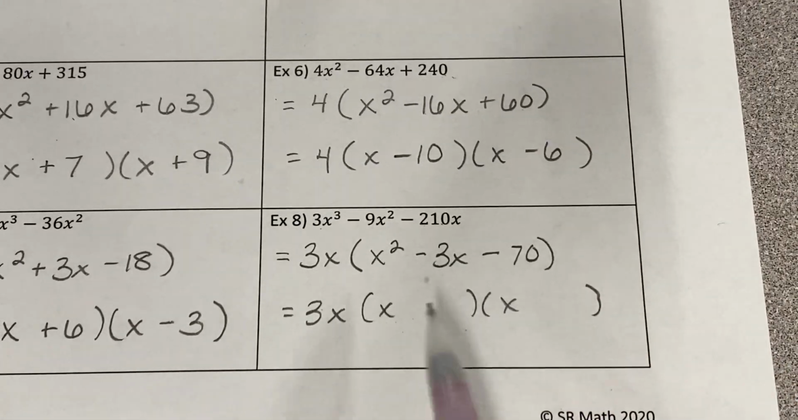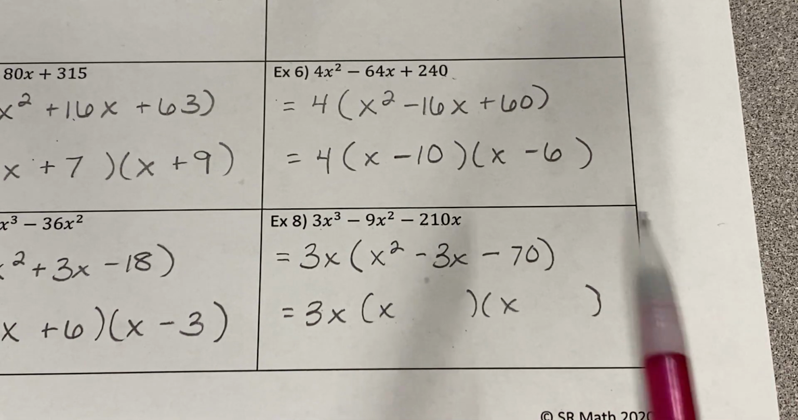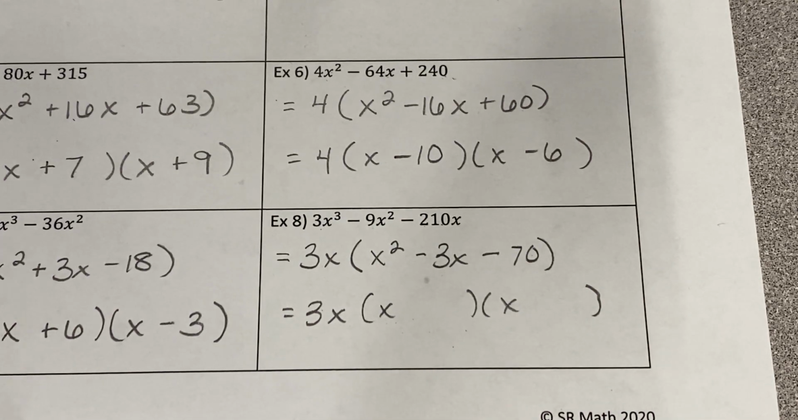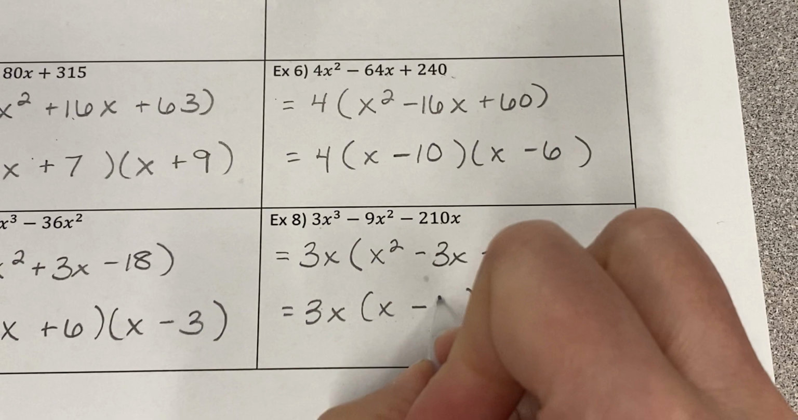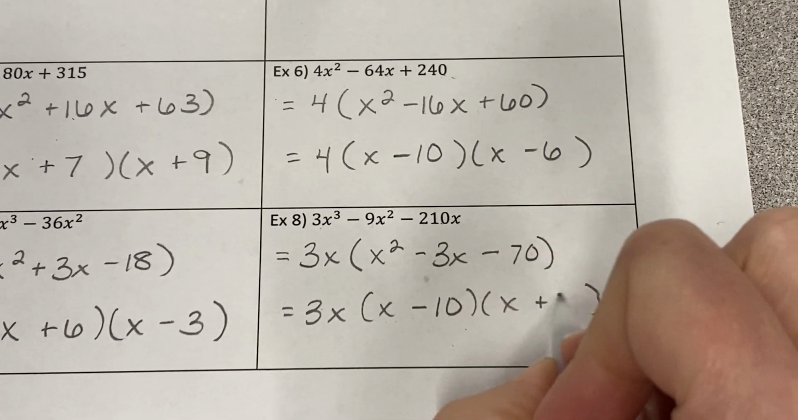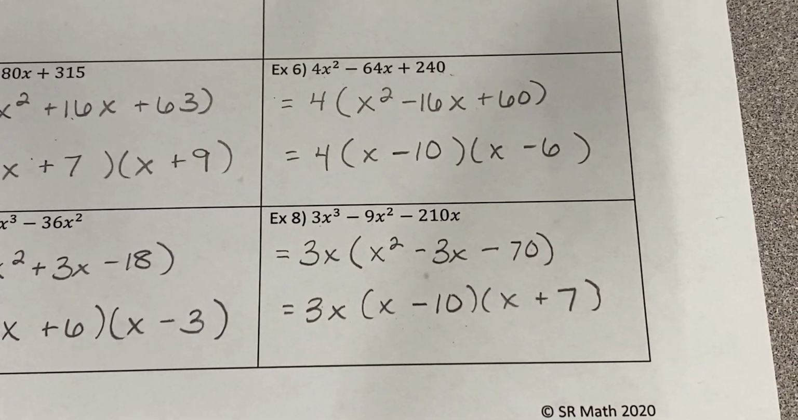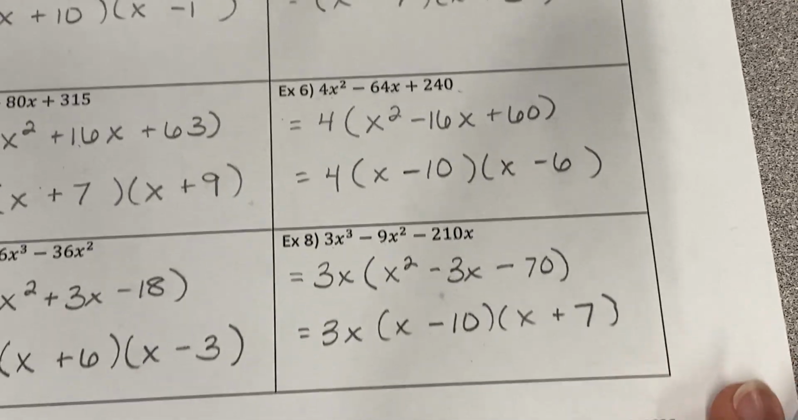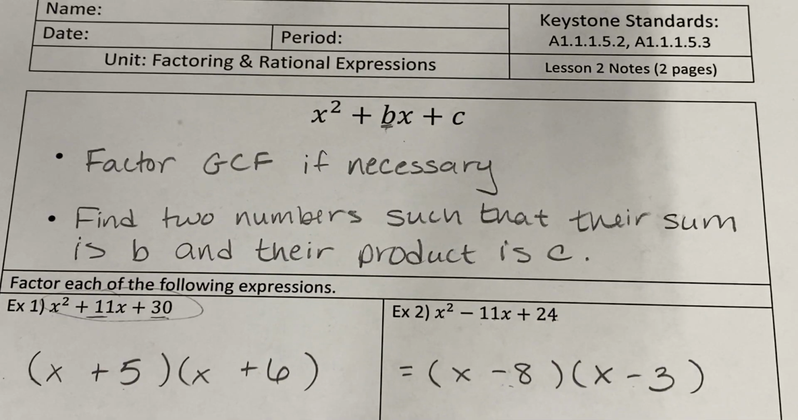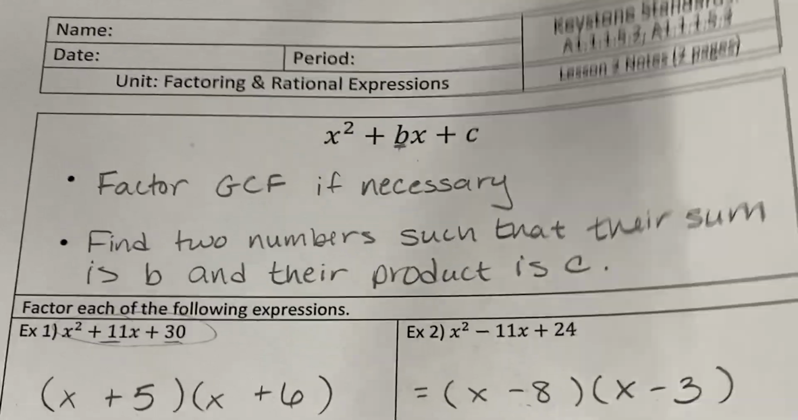Okay. I need two numbers that when I add them, I get negative 3, and when I multiply them, negative 70. So that would be negative 10 and positive 7. All right. That's the first page. So this is trinomial factoring. Okay. Let's go to the next page.